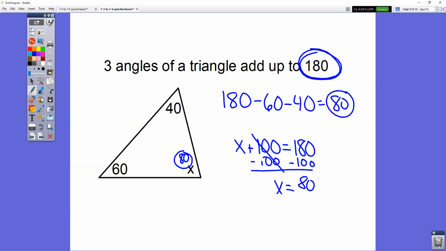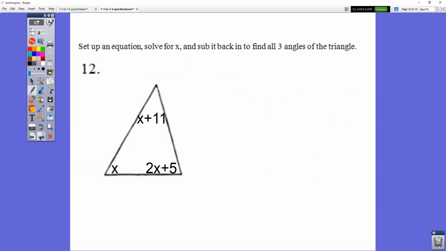Now, keeping with that the 3 angles of a triangle add up to 180, you're also going to have questions like this, where you have x's in multiple angles. So with these, you need to set up an equation, solve for x, sub it back in to find all 3 angles of the triangle. Go ahead and do question number 12, please.